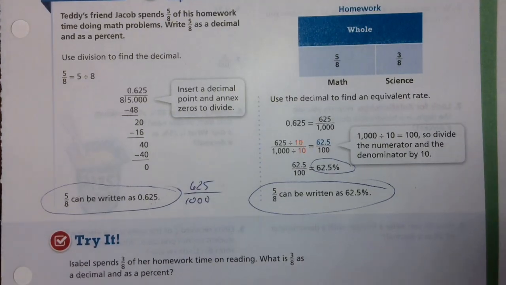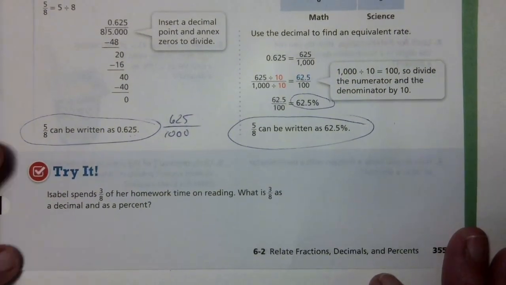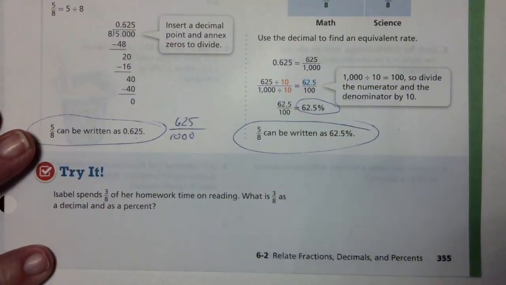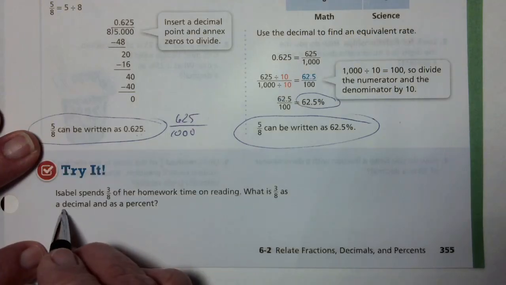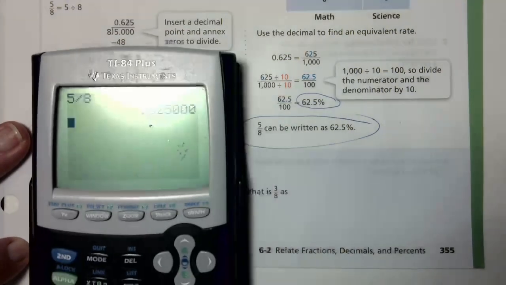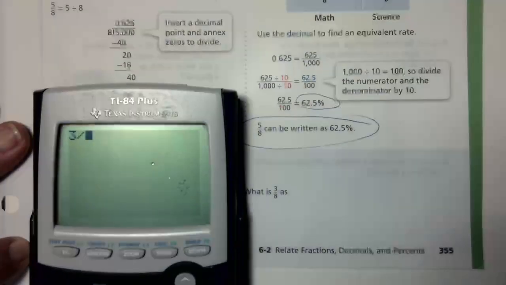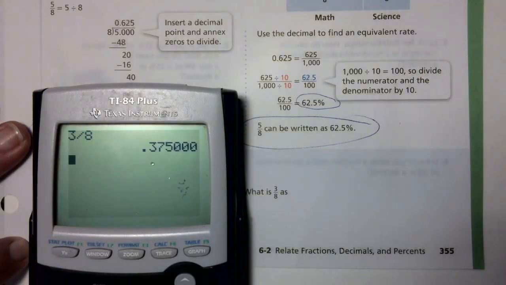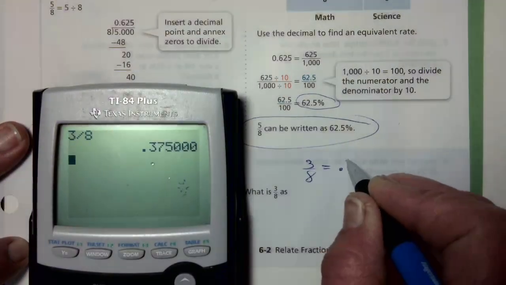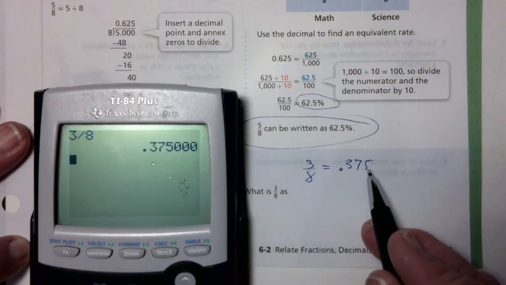Okay? Let's do the try it at the bottom. All of that was done for us. Let's try our own. Isabel spends 3/8 of her homework time on reading. We want to take 3/8 and find the decimal and the percent. Well, we're going to use our calculator. I want you to put 3/8 in your calculator. 3 divided by 8, 0.375. So 3/8 is equal to 0.375. That's tenths, hundredths, thousandths.